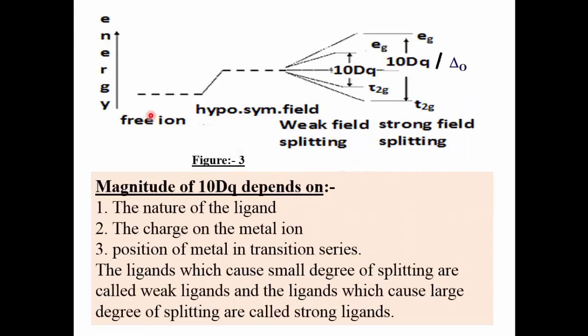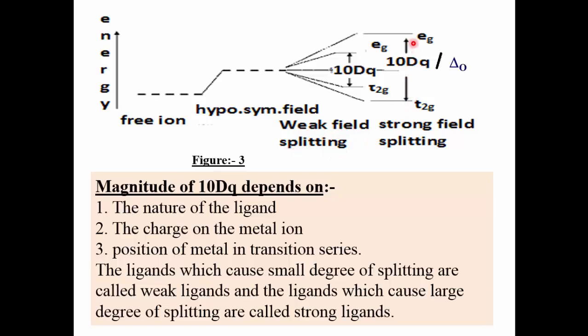See this figure. Along this axis, energy increases. This is again the 5 d orbitals of the free metal ion. Here when the ligand approaches the metal ion, at that time their energy increases. Metal ion d orbital energy increases. This is called the hypothetical symmetrical field. Now see here, this is the difference between Eg and T2g orbitals. These are Eg, these are T2g orbitals. This difference is 10 Dq, the value is small, therefore this is called weak field splitting.